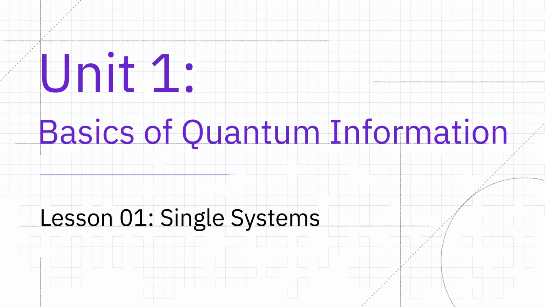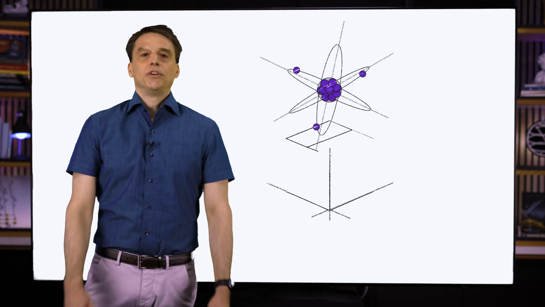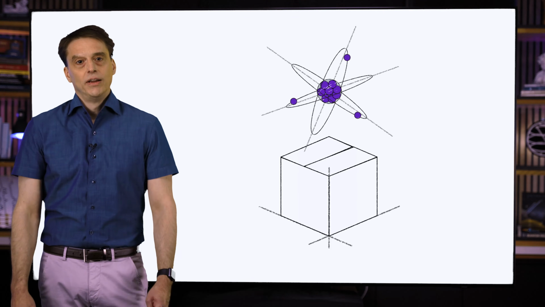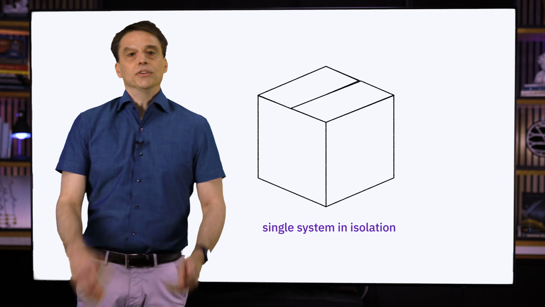This is Lesson 1 of Unit 1 of the series. Unit 1 covers the basics of quantum information, and in the first lesson of this unit, we'll focus on how quantum information works for single systems, meaning that we have just one physical system or a device of some sort that stores quantum information, and we're considering how that one system or device works in isolation.